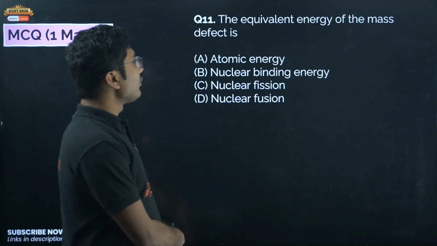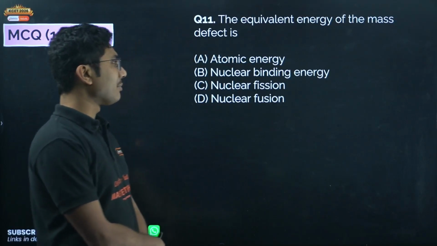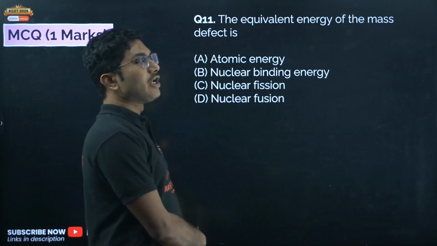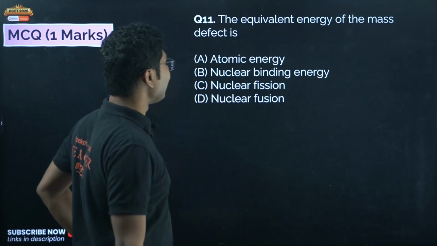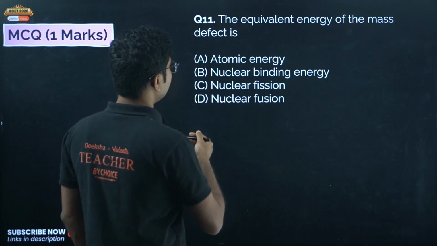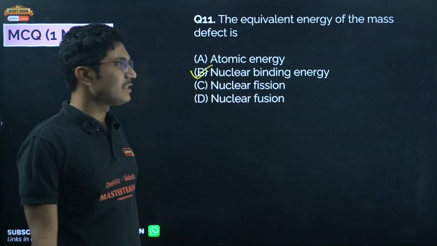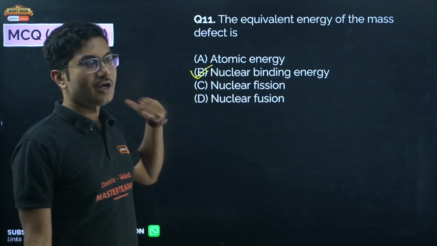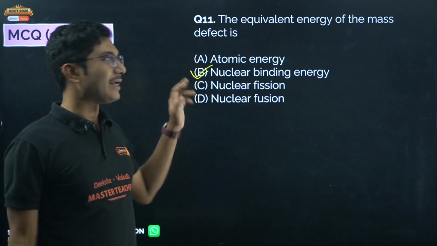Next, the equivalent energy of the mass defect is atomic energy, nuclear binding energy, nuclear fission, nuclear fusion. So the equivalent energy of the mass defect is called nuclear binding energy, not fission, not atomic energy, not fusion, it is the nuclear binding energy.